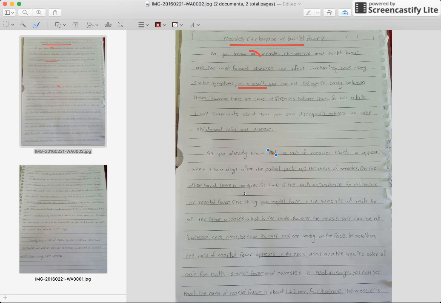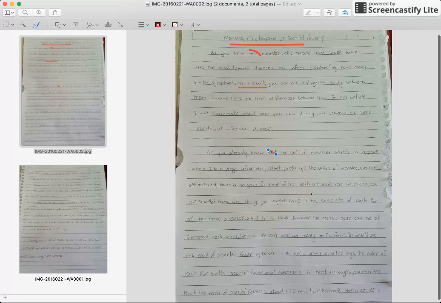On the other hand, there is no specific time of the rash appearance for chickenpox or scarlet fever. One thing that you might face is the same site of the rash for all three diseases, which is the trunk. Which is great. Okay, so you're talking about the similarities here, and now you're going to talk about the differences. However, the measles rash can appear on the forehead, neck, arms, and behind the ears, and can merge on the face.